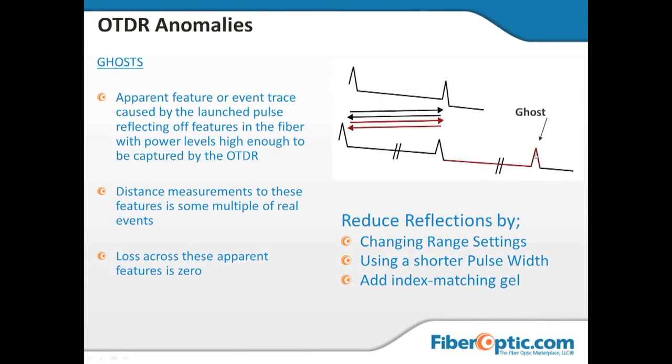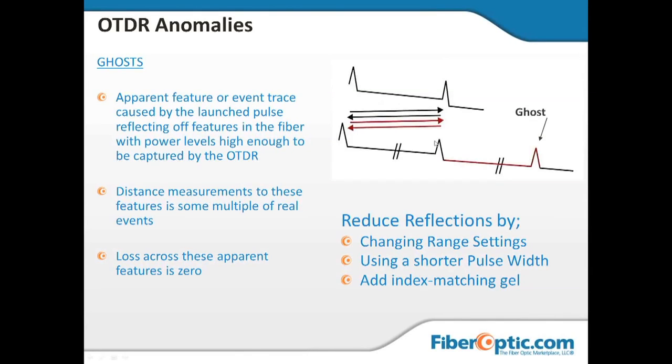And typically, the reflection itself is going to be slightly smaller because it's made the trip twice. So it's going to have loss from making that trip twice. It is always a multiple. Now, it says on here, reduce reflections by changing the range settings. Yeah, if you turn down the power, you might turn down the amount of light that makes it back. Maybe it doesn't have enough to make the second trip. Use a shorter pulse width. That'll turn your power down also.